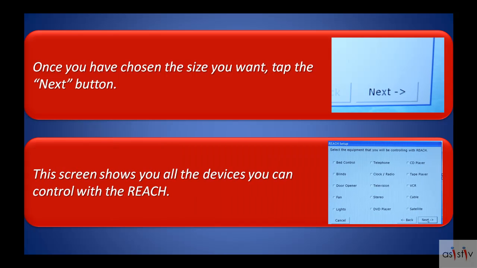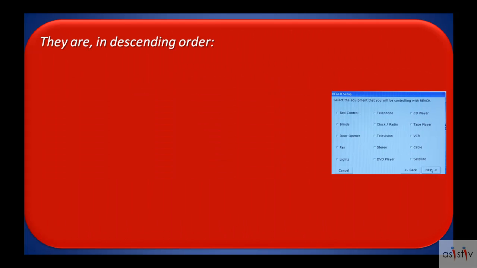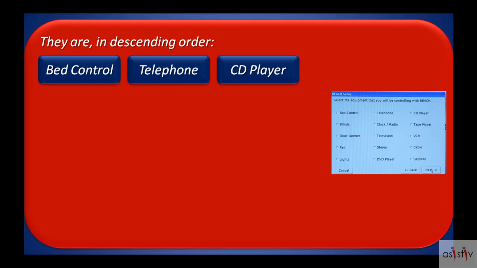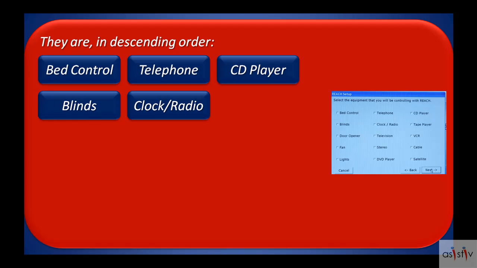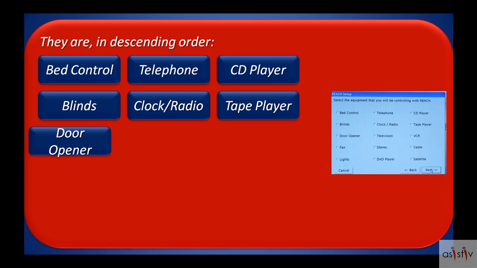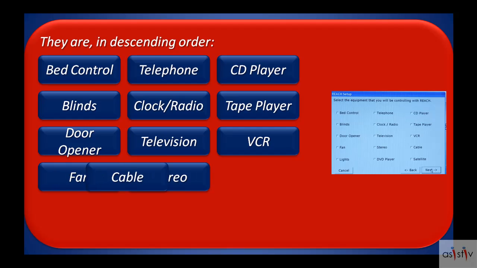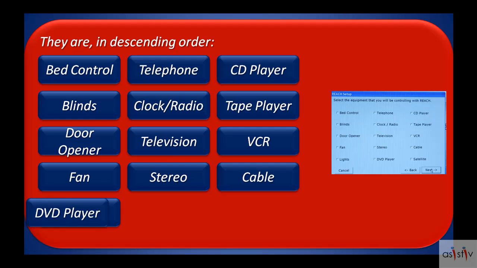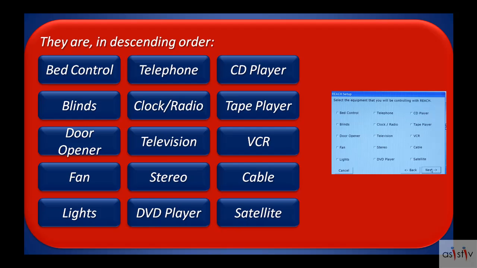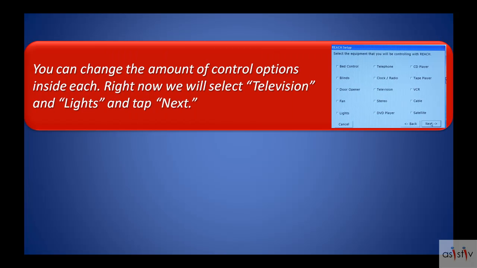This screen shows you all the devices you can control with the Reach. They are in descending order: bed control, telephone, CD player, blinds, clock radio, tape player, door opener, television, VCR, fan, stereo, cable, lights, DVD player, and satellite. You can change the amount of control options inside each. Right now we'll select television and lights and tap next.